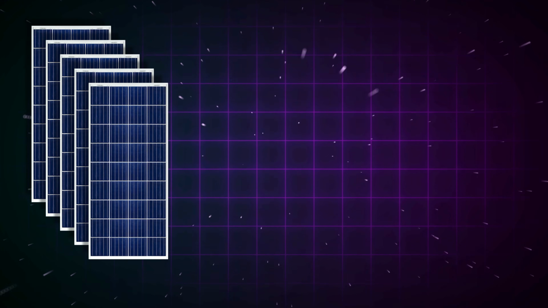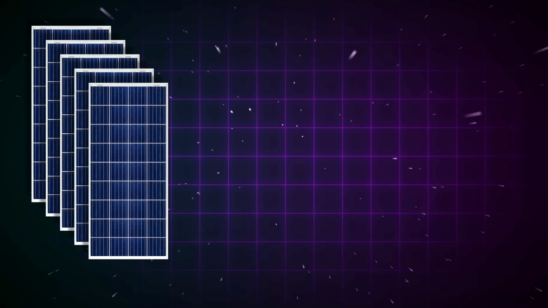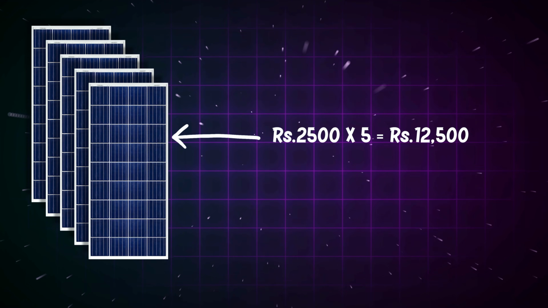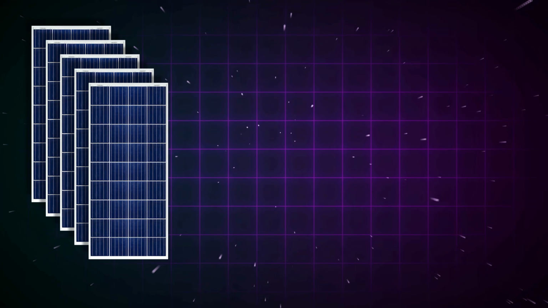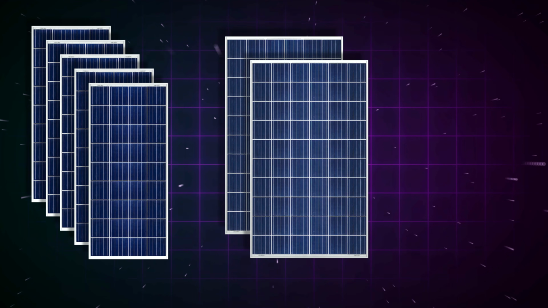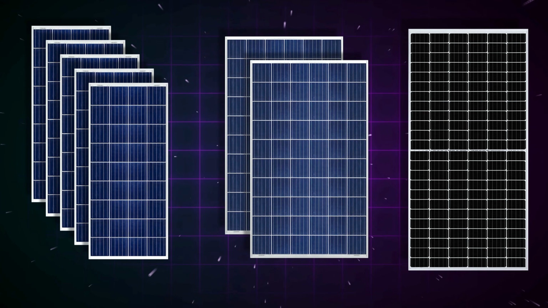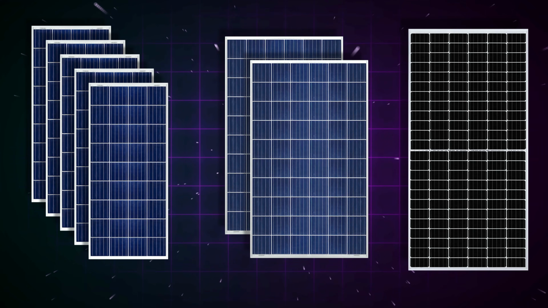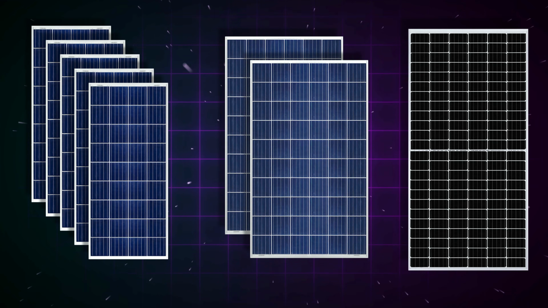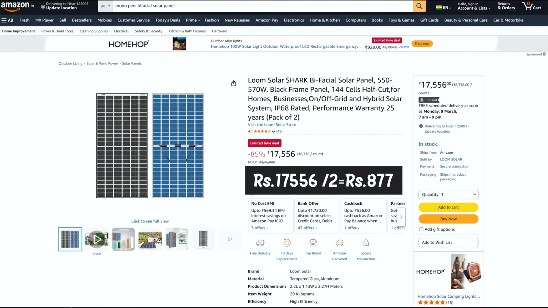For example, if a 100 watt panel costs around 2500 rupees, then 5 panels for 500 watts will cost around 12,500 rupees. In the same way, if you build a 500 watt system using 2 panels of 250 watts each, then those 2 panels will cost you around 12,000 rupees. But if you buy a single complete panel of 500 watts, which is easily available in monocrystalline technology, especially in mono-PERC bifacial technology, then that panel may cost you around 9,000 rupees.